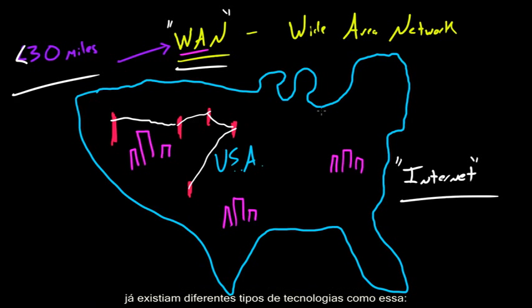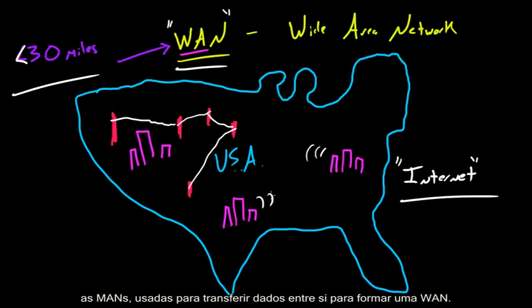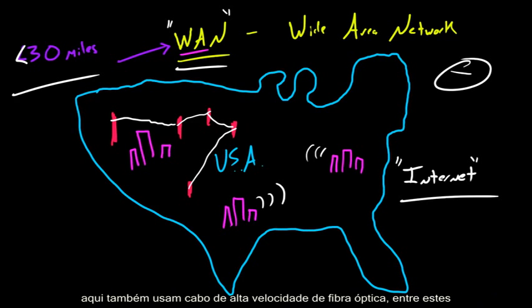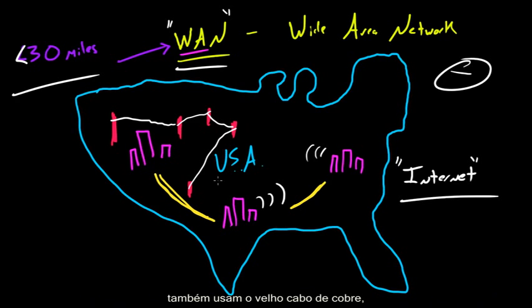And the different types of technologies that these MANs use to transfer data to each other to form a WAN are, of course, satellite. They use satellite in the air, and they also use fiber optic cable. So I'll draw a nice high-speed fiber optic cable between these. And also they use old school copper cable, even telephone wires in some of the slower areas.